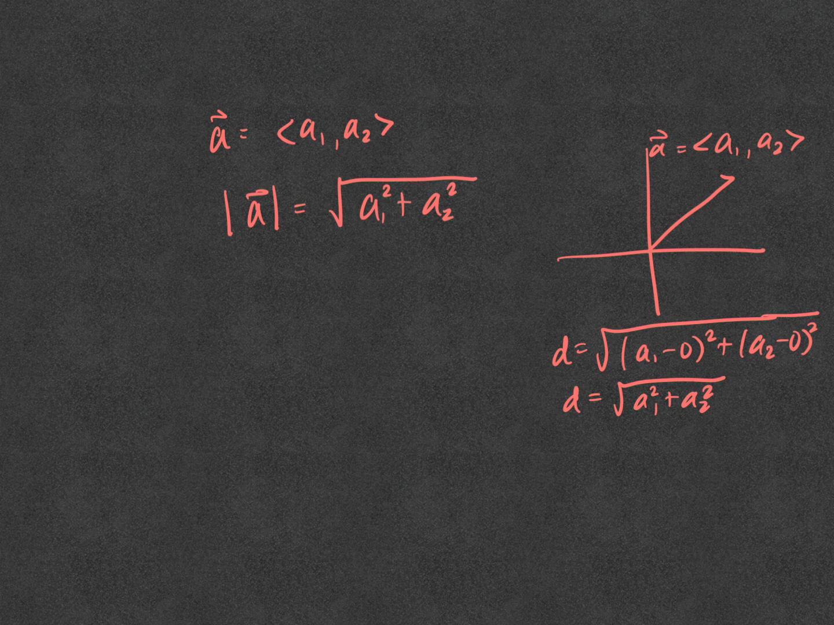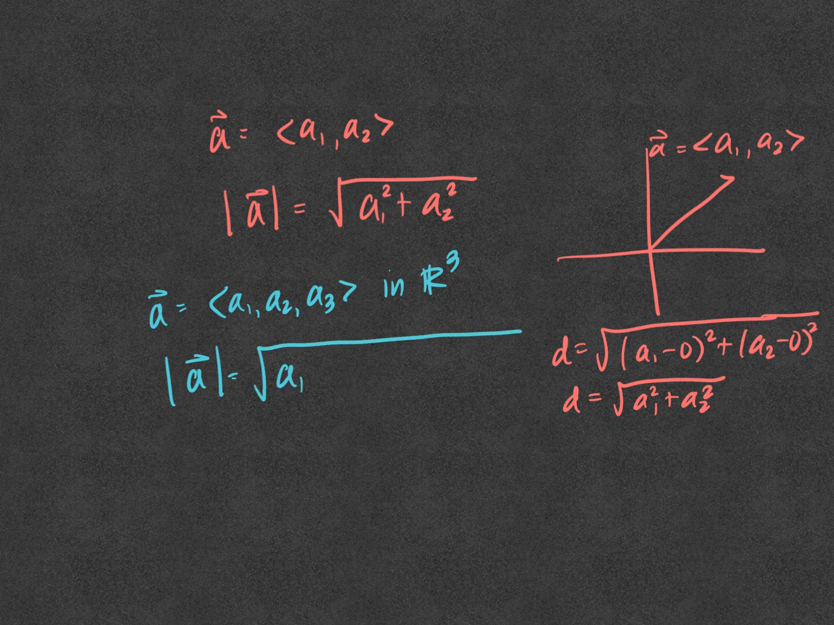Now, here's what's really cool. If we put it into 3 space, we're going to let A equal A1, A2, A3, in R3, which is our 3 space. So that means that the length of A equals the square root of A1 squared plus A2 squared plus A3 squared. And it's a similar diagram to get you to that point, but it's a lot harder to see 3D on a flat 2D space.